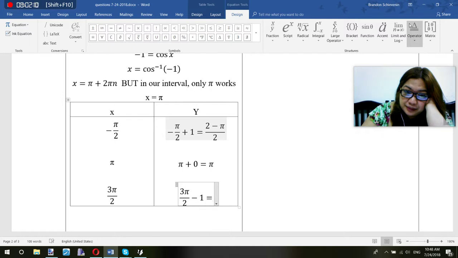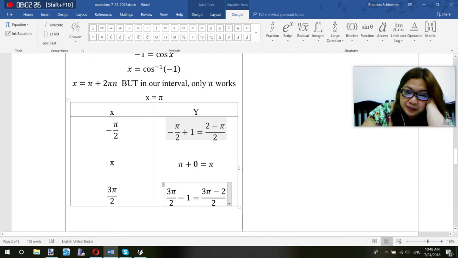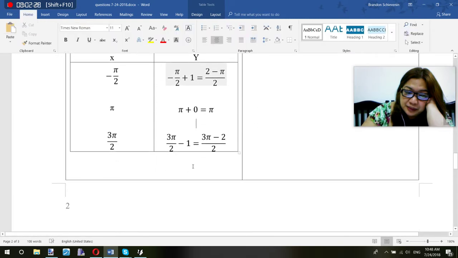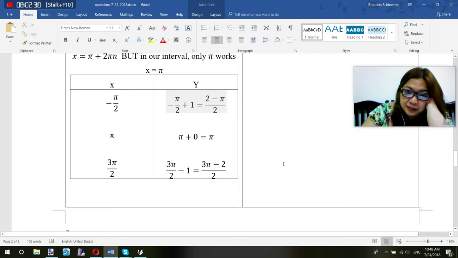Okay, so I need to get a common denominator again. If I get a common denominator for 1, what would I get? So I have 3 pi minus 2 over 2. Perfect. 3 pi minus 2 all over 2. Okay, so now I need to figure out which of these y values is the largest and which is the smallest.